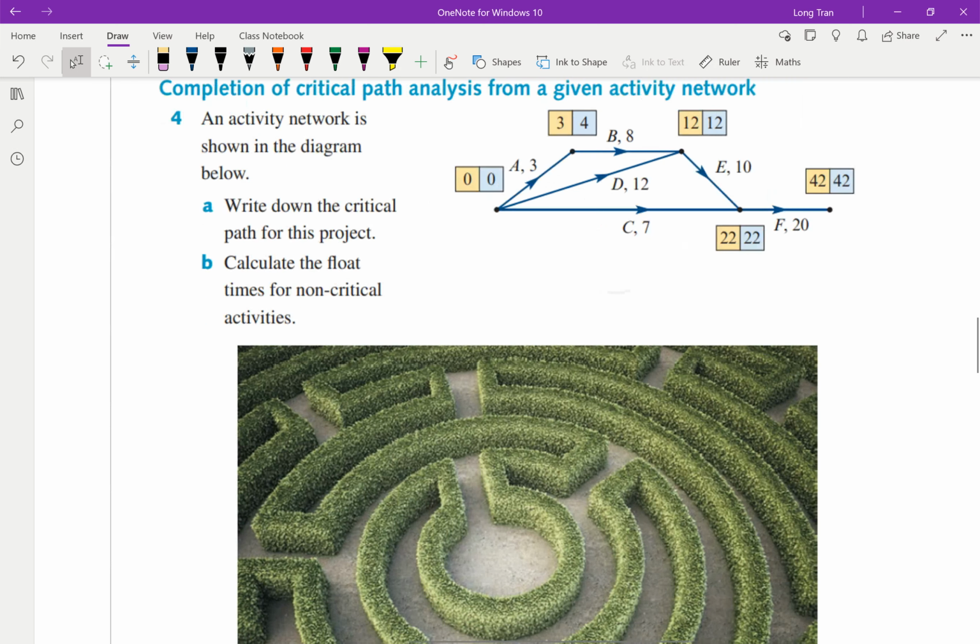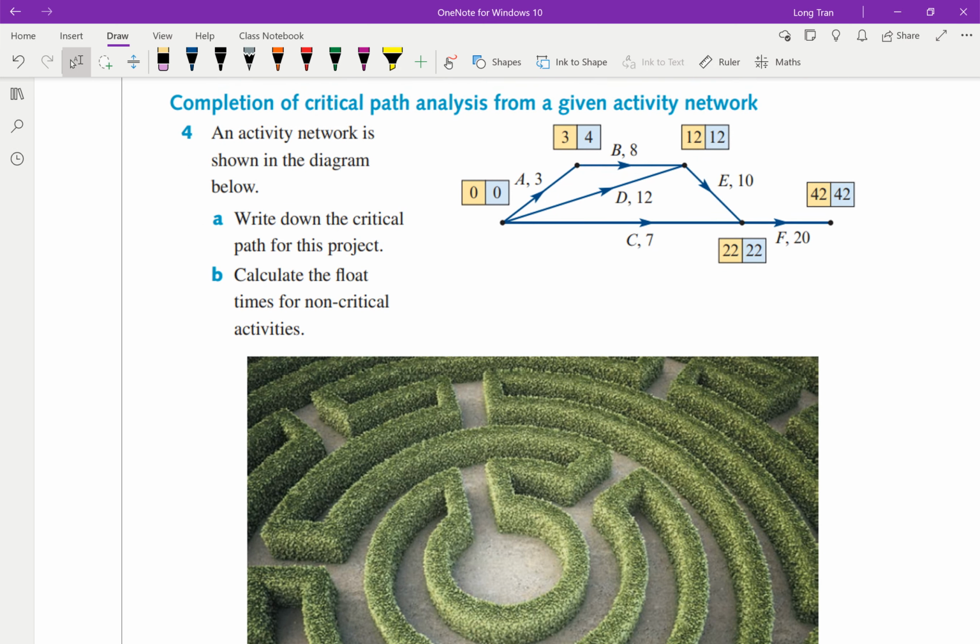So question 4 here, we're looking at again forward scanning, backward scanning, critical pathways. So what do we have here? An activity network is shown in the diagram below. Write down the critical path for this project. So hopefully up until this point, we know that the critical path is which of these activities cannot afford to have wiggle room.